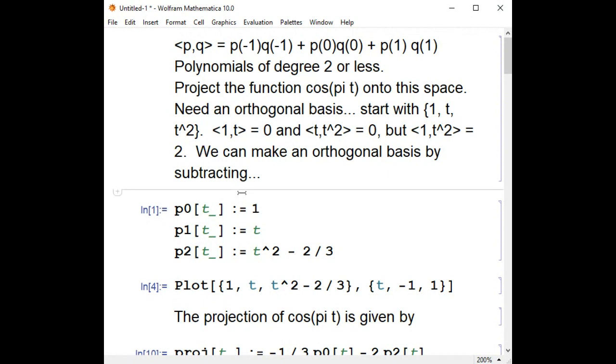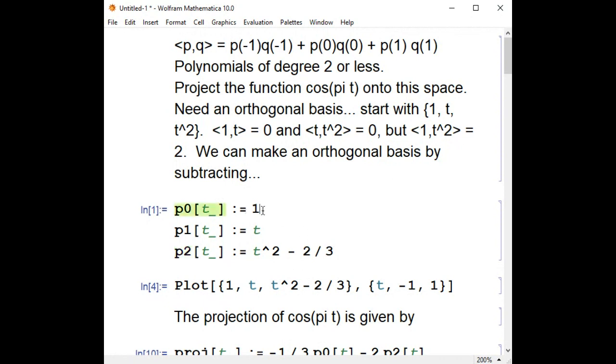So we're going to make an orthogonal basis by subtracting. I'm going to make use of the fact that if I take the difference between t squared and its projection onto the span of 1 and t, I get something that's orthogonal to 1 and t. So I'll use t squared minus the inner product of 1 with t squared, which is 2, divided by the inner product of 1 with 1, which is 3, times 1.